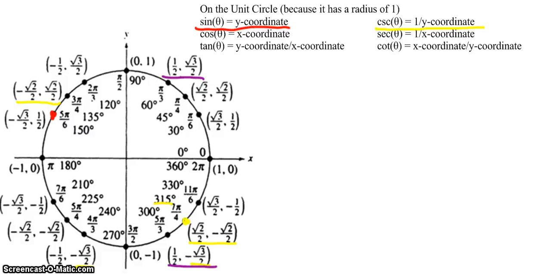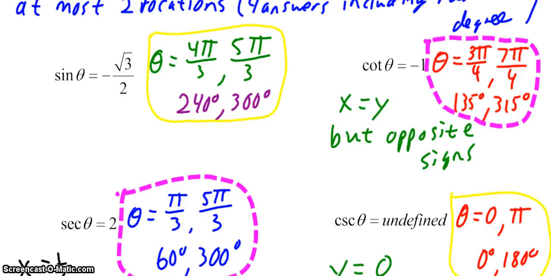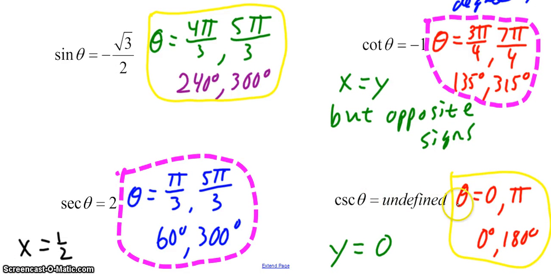So we're dealing with cosecant, and then you know cosecant is 1 over the y coordinate. So if the y coordinate is 0, then the cosecant of theta will be undefined. So where is the y coordinate 0? It's at 0 and 180. So cosecant of theta is undefined at 0 and pi radians, or 0 degrees and 180 degrees.